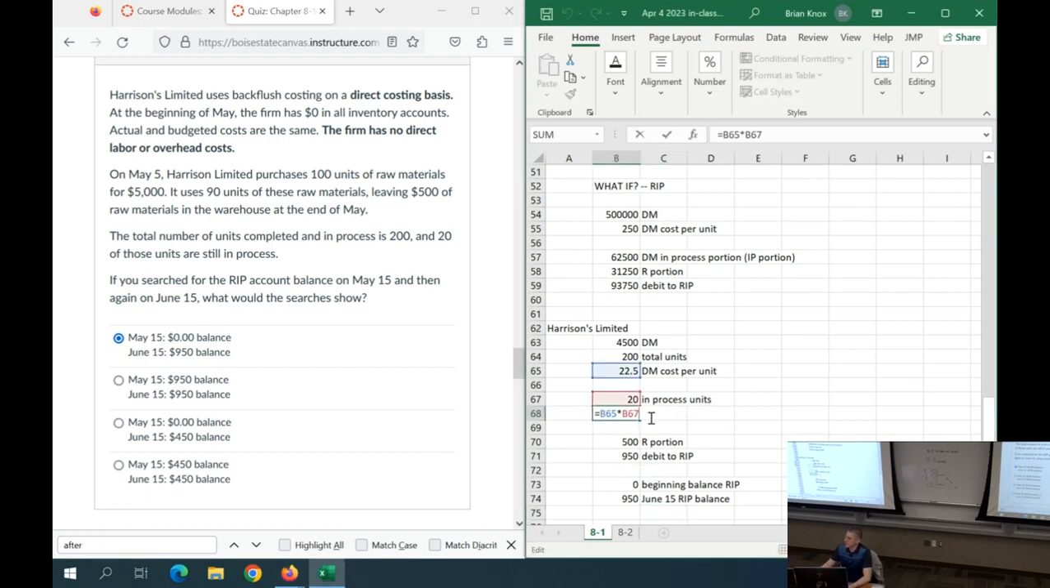Yep. I'm just multiplying our cost rate, direct materials cost rate, by the number of in-process units. Okay.